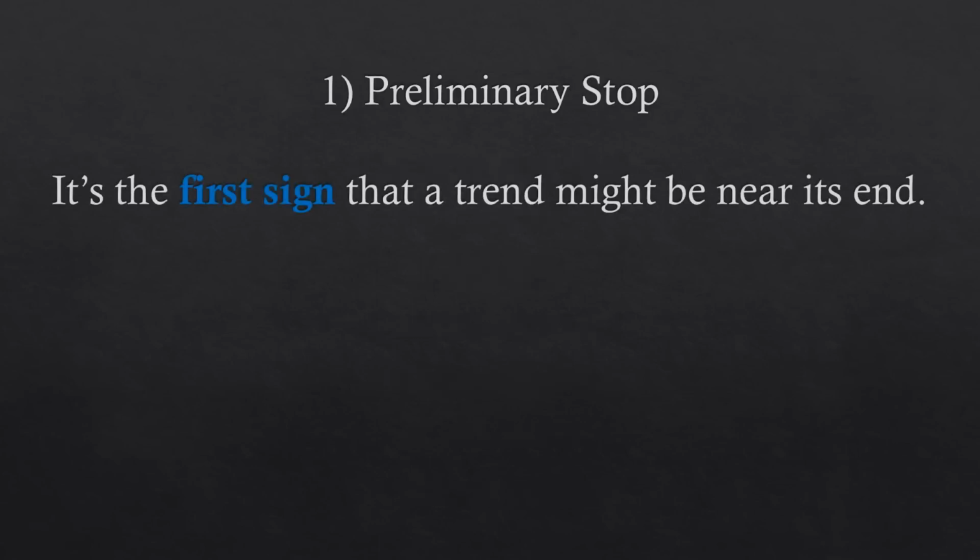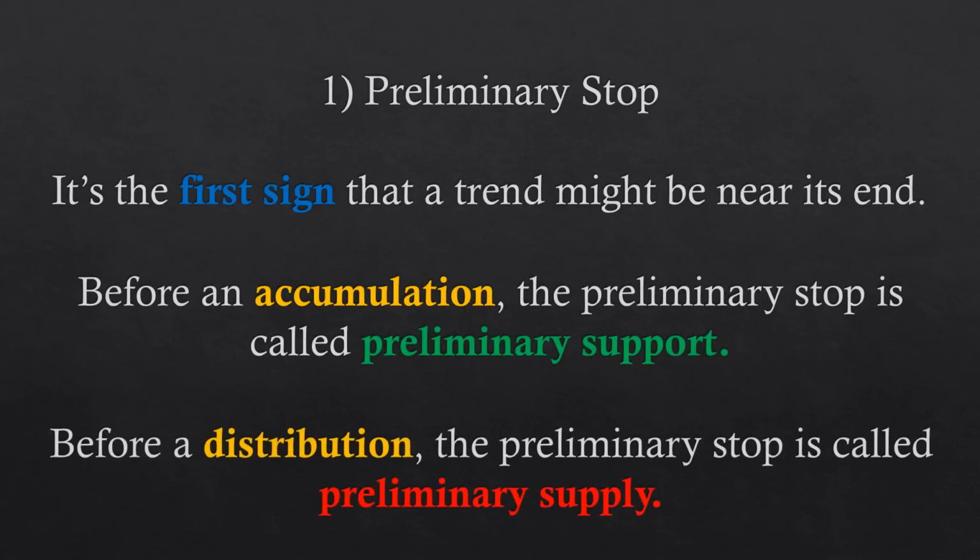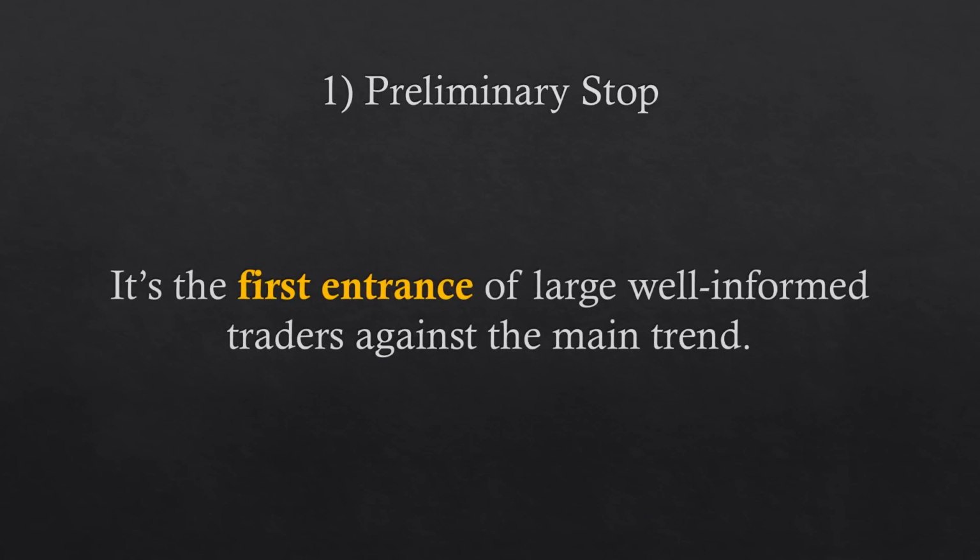The preliminary stop is the first sign that the trend might be near its end. When we are talking about an accumulation, the preliminary stop is called preliminary support, and when we are talking about a distribution, the preliminary stop is called preliminary supply. The main characteristic of a preliminary stop is the first entrance of large traders in the opposite direction of the main trend. This is usually displayed in 2 different forms, with narrow range candles that have high volume, which is a form of divergence in volume spread analysis, or with a candle that has a large tail and high volume. In other words, the preliminary stop is the first large trader's attempt to absorb orders.